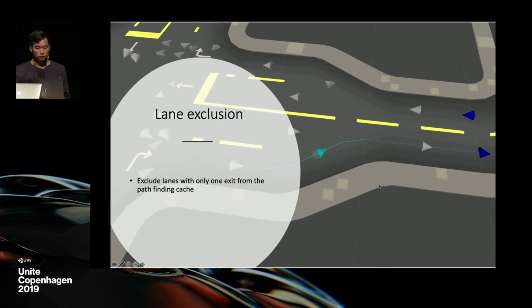And in my implementation, I also discovered that more than half of the connections in the network basically had just one exit. For example, when you see this lane, when the vehicle leaves this lane, basically the only lane it can enter is the next one. So while this lane is necessary to compute the cache, after the cache is computed, we can throw this lane out of the cache and thus reduce the cache a lot.